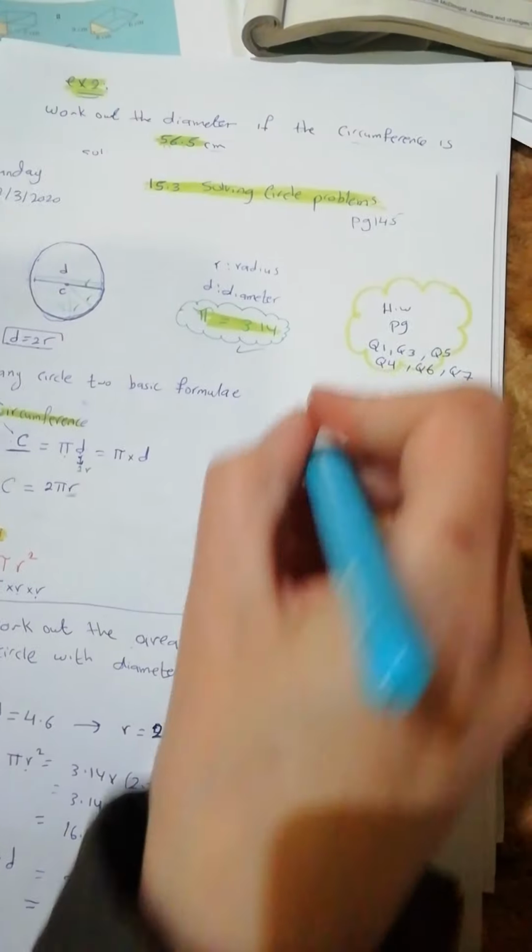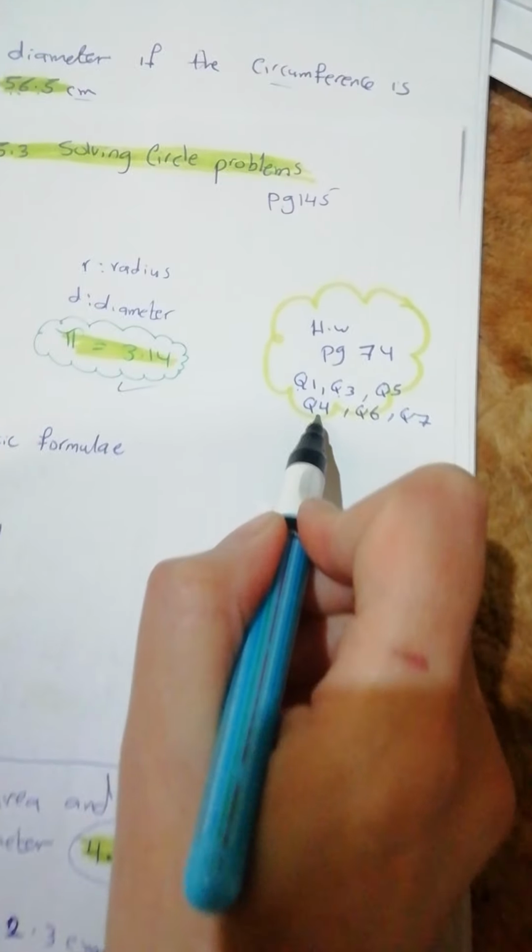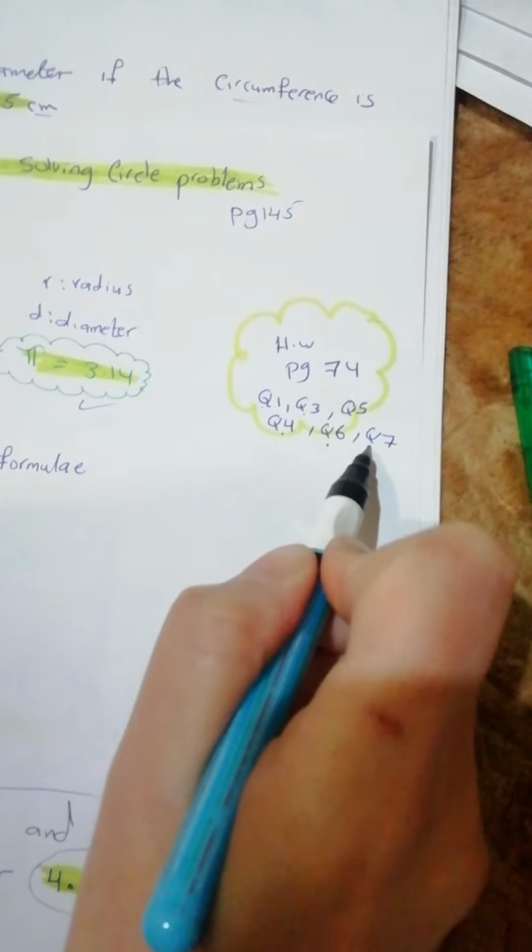Now you have a homework. Page 74, question 1, question 3, question 4, question 5, question 6 and question 7.